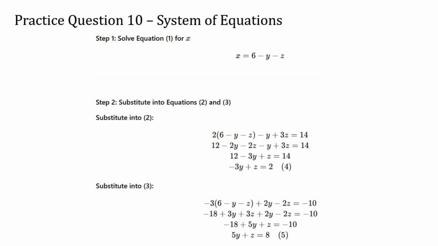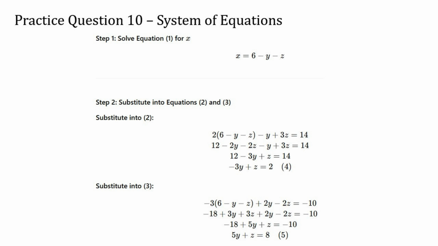Next, we substitute that expression for x into the other two equations, equations 2 and 3. This eliminates x from those equations and leaves us with two equations in only y and z. When we substitute into the second equation, we simplify and end up with a new equation, negative 3y plus z equals 2. Then we substitute into the third equation. After simplifying, we get another new equation, 5y plus z equals 8.